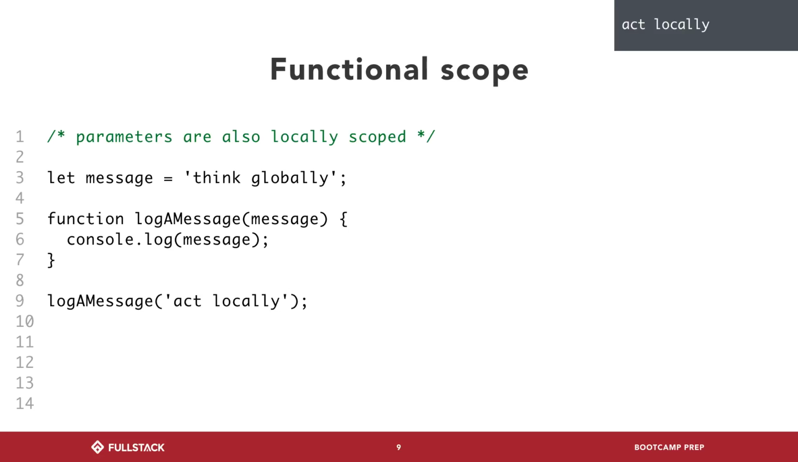And that's why now when I log out a message on line 6 here, it's like, do I have a variable called message in my local scope? I do. It's my parameter message. Great. What's the value of message? Well, I passed it act locally. So when I print out act locally, I don't look to the message on line 3 there because I have my own version of message that was created on line 5.